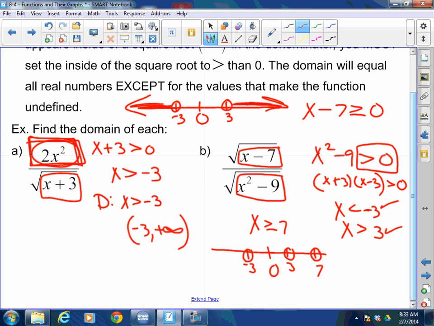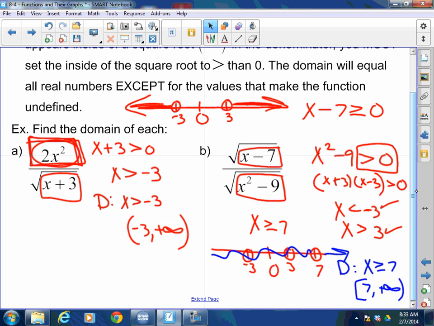Greater than or equal to 7, exactly. Since it has to be greater than or equal to 7, all of this becomes invalid. So my domain would be x is greater than or equal to 7, or bracket 7 to positive infinity. And those are my 3 restrictions. Yes, sir?